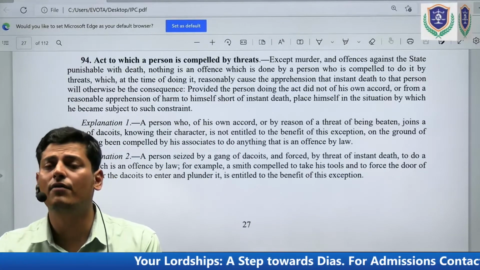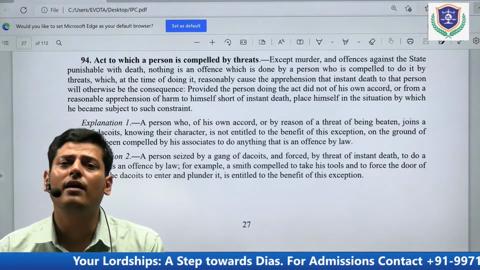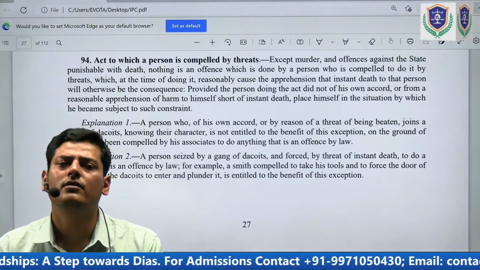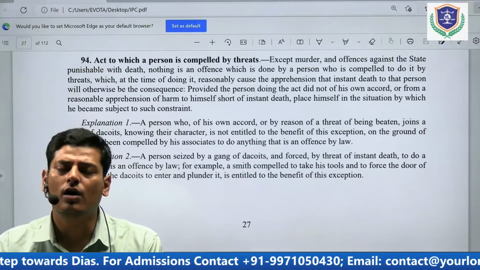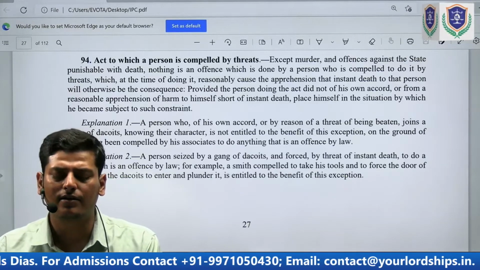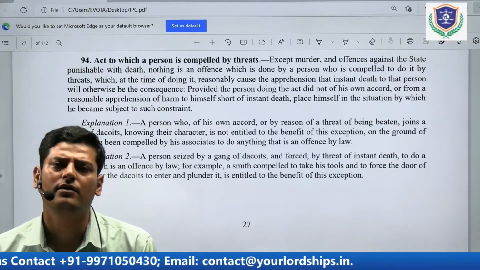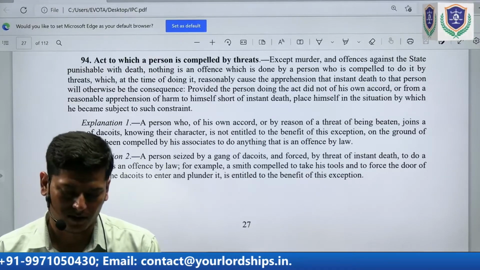However, if you are doing something and a gang of dacoits have seized you, kidnapped you, and then compelled you to commit any offense other than murder and offenses punishable with death against the state, then the defense is available. Okay.